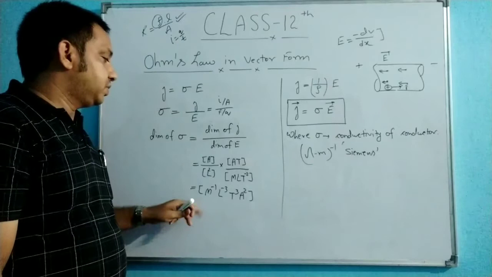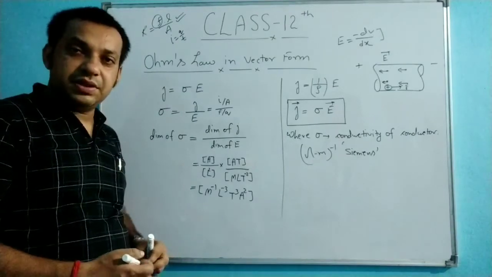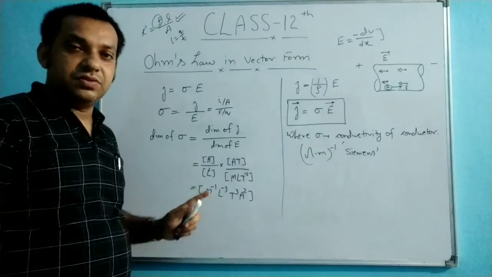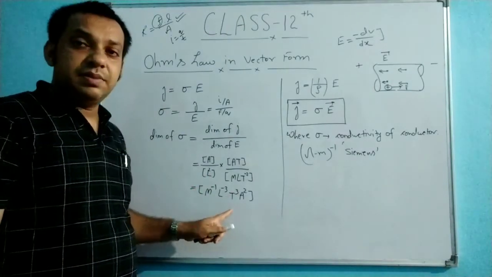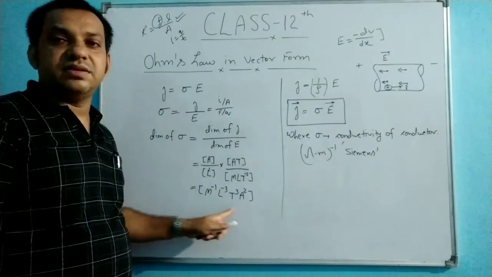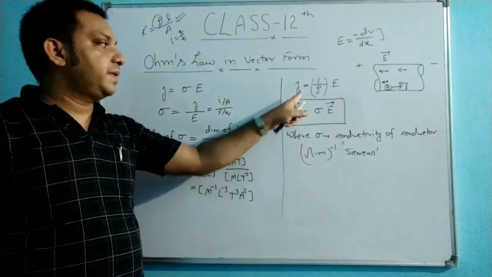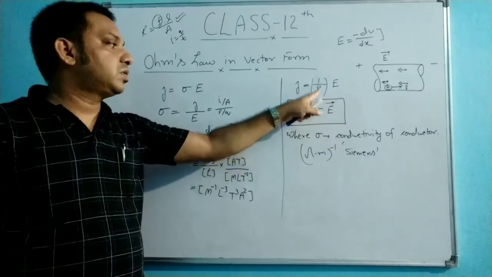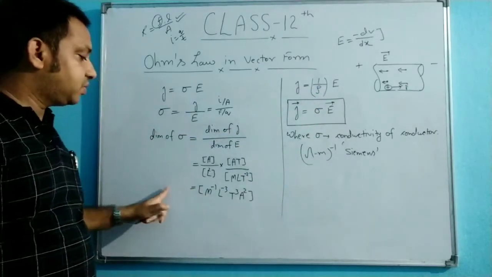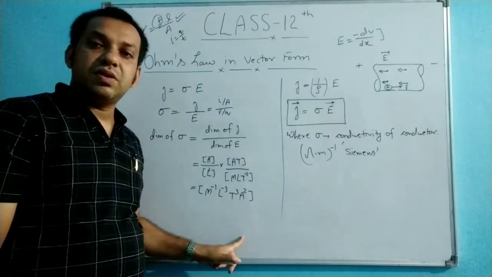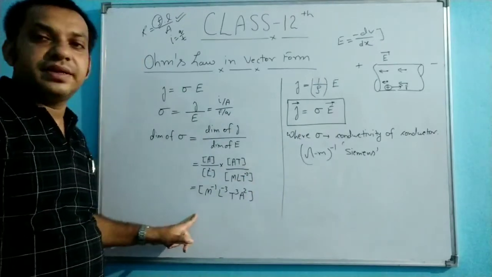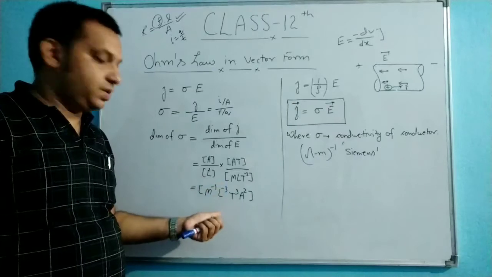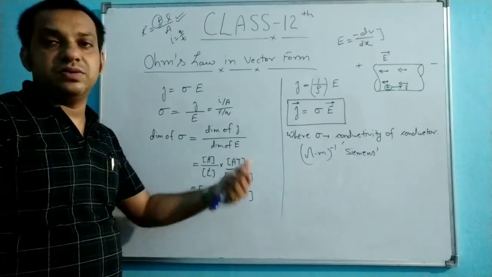Clear? So this is your dimension of the conductivity, which is the reciprocal of the resistivity. So if your aim is to find the dimension of the resistivity, just take the reciprocal. Vice versa, if 1 upon rho is equal to sigma, then rho is equal to 1 upon sigma. So you know the dimension of sigma, and simply you can find the dimension of rho also by taking the reciprocal, that is 1 upon this value.